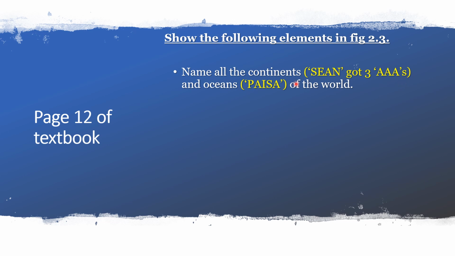In the same way, I've given you another formula, PESA, to remember the oceans of the world, wherein P stands for Pacific Ocean, A stands for Atlantic Ocean, I stands for Indian Ocean, S stands for Southern Ocean, and A stands for Arctic Ocean.